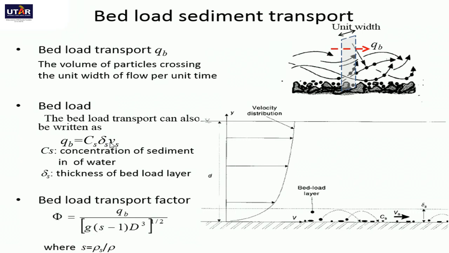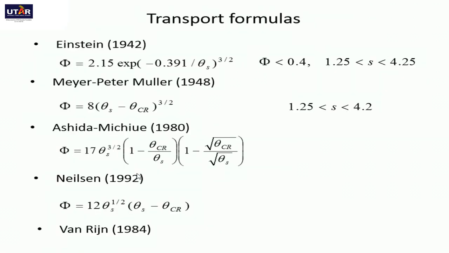The transport normalized by a non-dimensional quantity with the same dimension like this is called the transport factor, phi. The transport is therefore usually given as the bed load factor phi in terms of the Shields parameter theta s and the critical Shields parameter theta CR. There are various transport formulas that have been developed over many years.